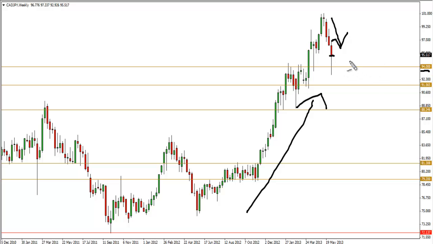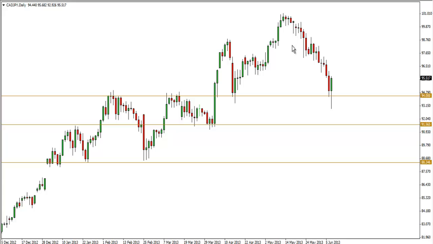So possibly this could be because of the non-farm payrolls that came out on Friday, thus some news release could create some knee-jerk reaction. So what is my bias on this? My bias on this is actually still bullish. So let's look for some potential opportunities to get long on this pair.